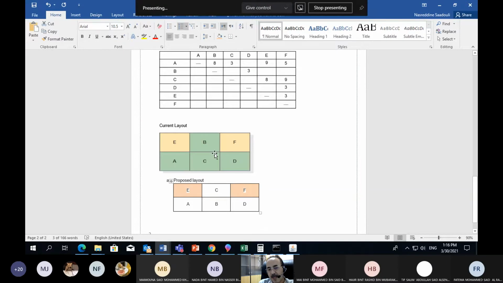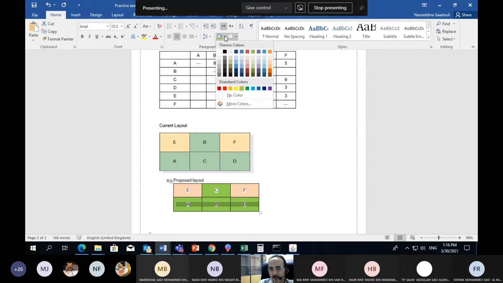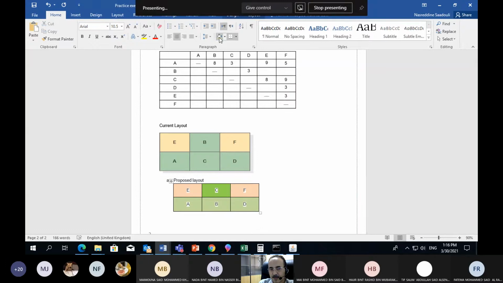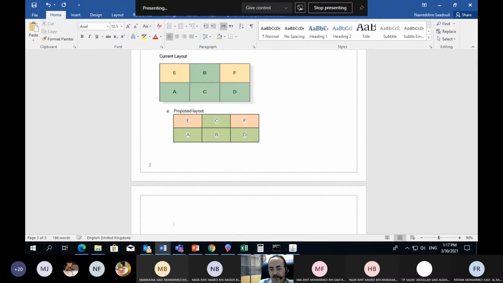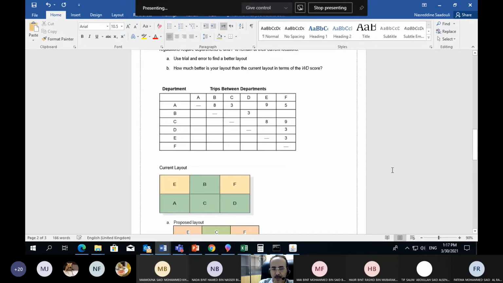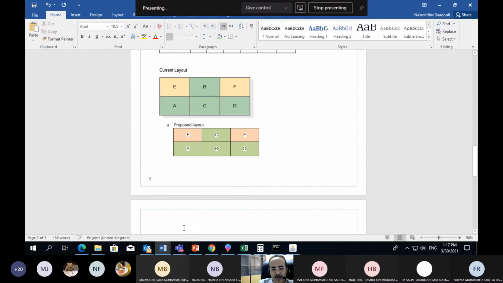So now we have a current layout and a proposed layout. We need to decide between the two layouts, to select which is better. We'll do that using this table, where we calculate the WD, the weighted distance, for both of them. Now for this table, we're going to insert it here.